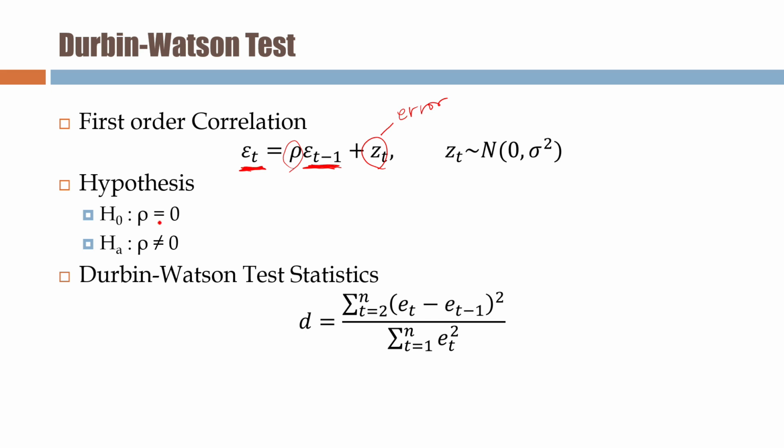So the hypothesis test is on rho. If rho is 0, it means it doesn't have any relationship, so the current error is not affected by the previous error at all. If this is not 0, it means it's affected by the previous error, so it may have an autocorrelation. The test statistic is calculated from the difference between the current error and the previous error, squared and summed, divided by each error's square, and we call this D.